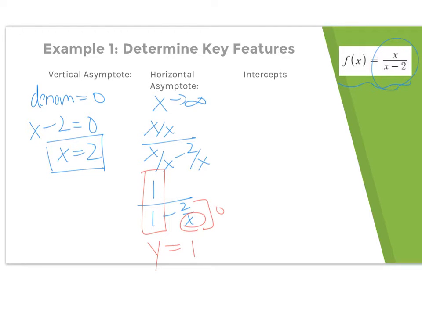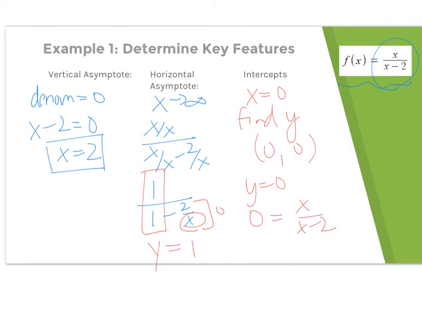The intercepts happen when x equals 0. What is y? That's going to be the y-intercept. If x equals 0, we get 0. So the y-intercept is (0, 0). Now, when y equals 0, find x. So we get 0 equals x over x minus 2, and then x equals 0. So also (0, 0) for the x-intercept.